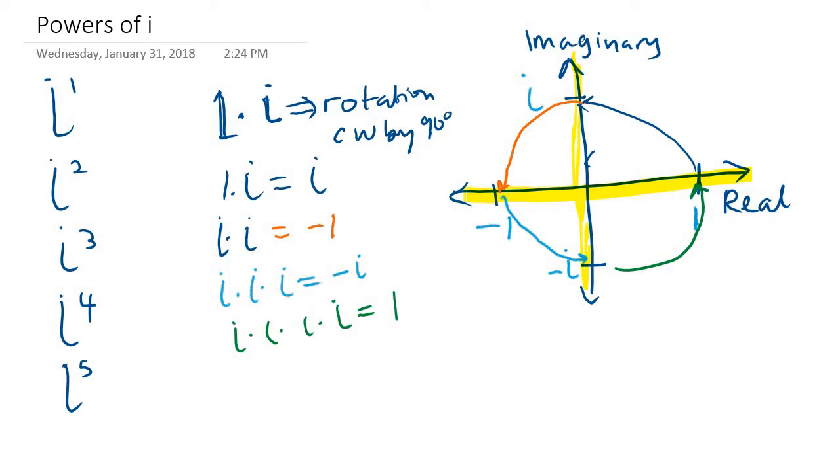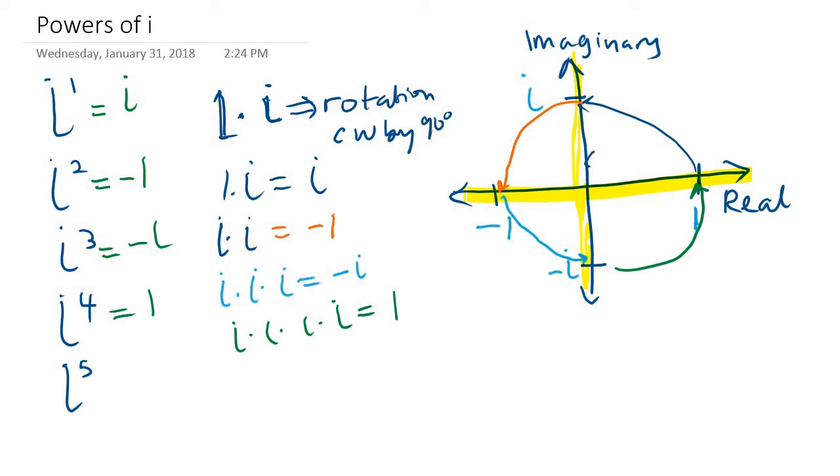So now we're ready to fill out some of these powers. i to the power of 1 is just i. i to the power of 2 is -1, because I rotate twice, I get to -1. i to the power of 3 is -i, like we just found over here. And i to the power of 4 is back to 1.